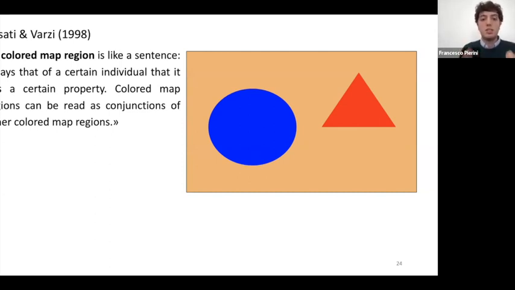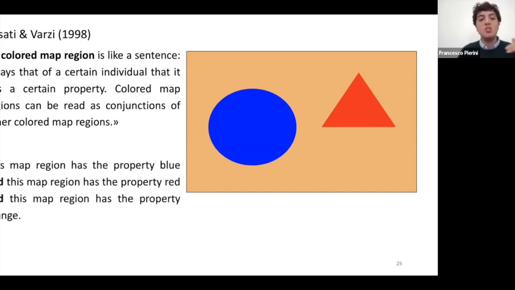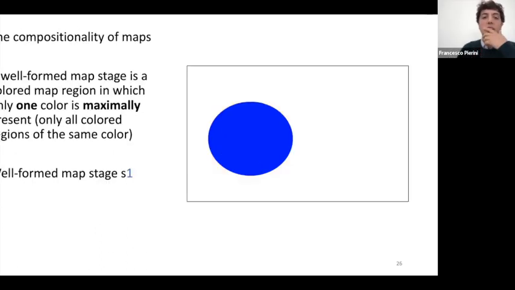They basically say that the logical structure of maps is just a conjunction of some basic semantic units, which are what they call map regions or map stages. So a paraphrase of this map would be: this map region has the property blue, and this map region has the property red, and this map region has the property orange. By doing so, they can provide an account of the compositionality of maps. They can break maps down into compositional elements that they call well-formed or atomic map stages.